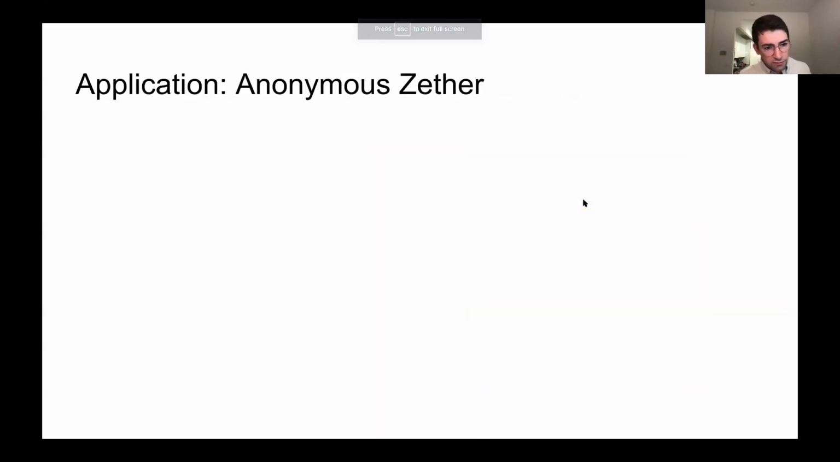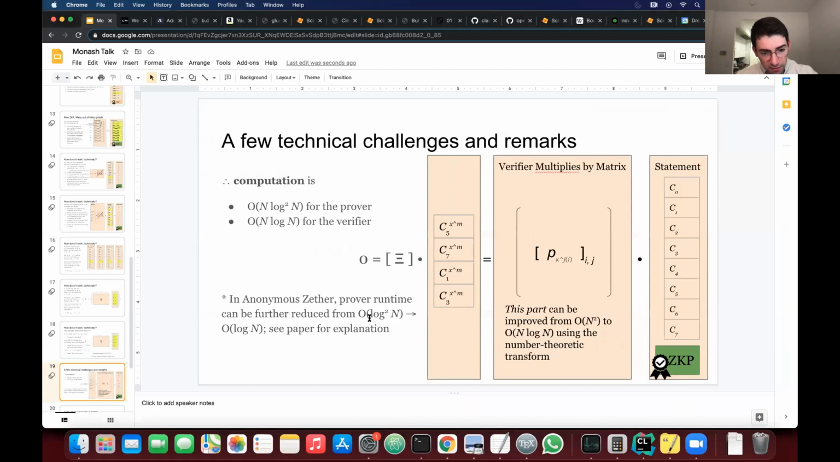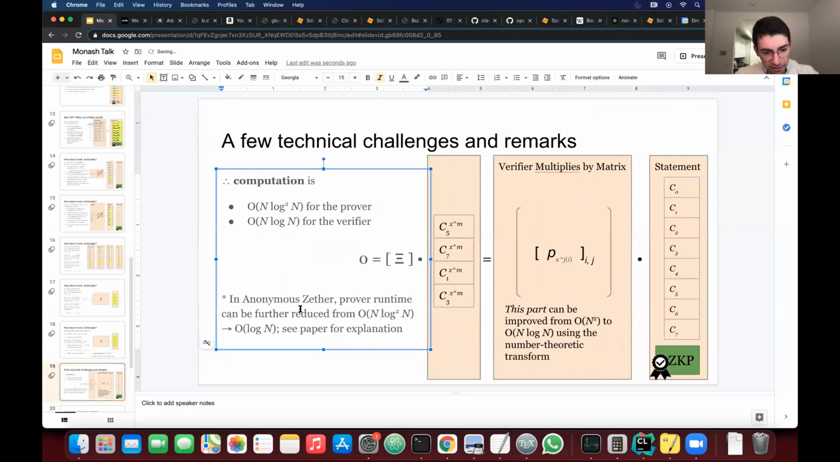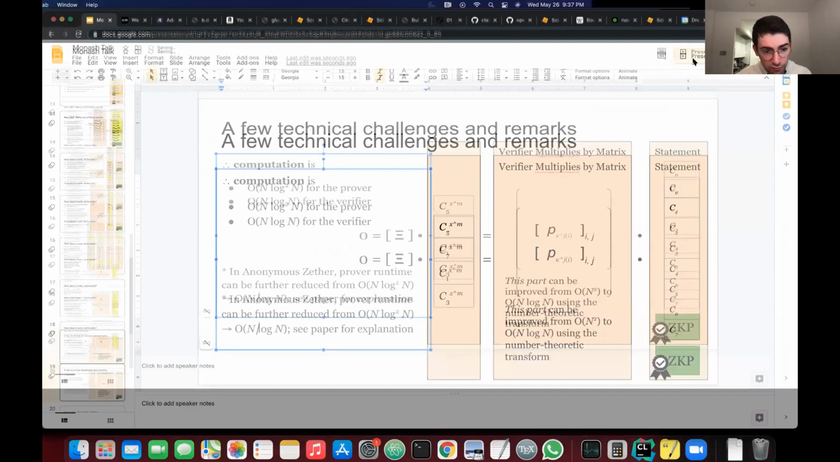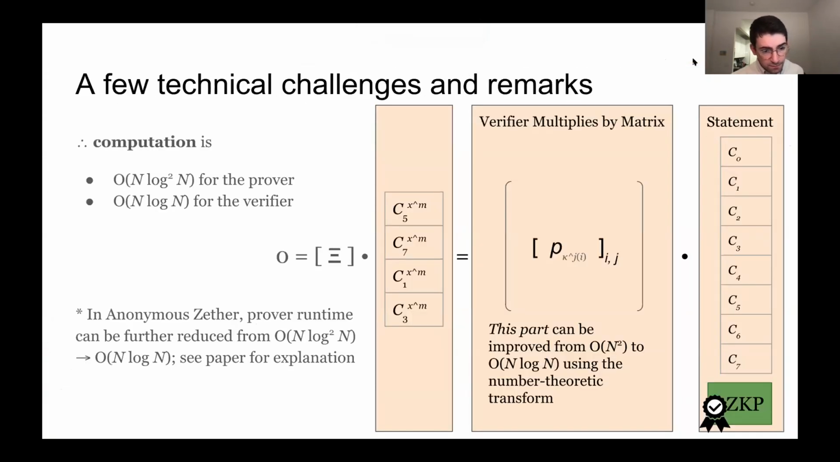Okay, so any thoughts or questions about this? In anonymous Ether, you can actually get rid of this extra factor of log n by doing some additional tricks, but that's more of a technical point. Okay, so apologies for the typo. Any thoughts or comments?